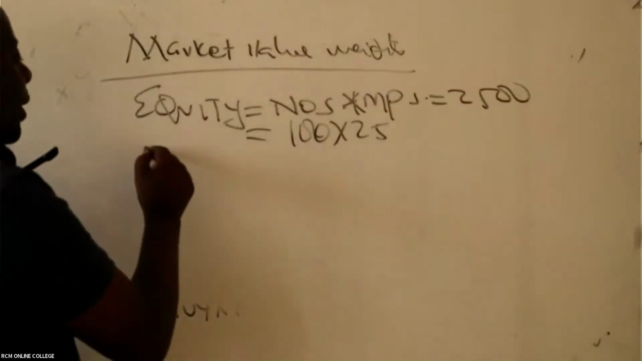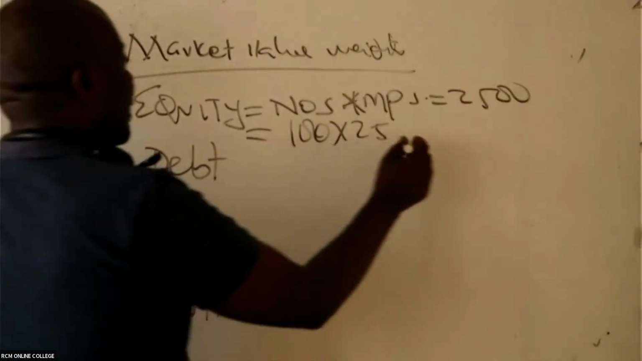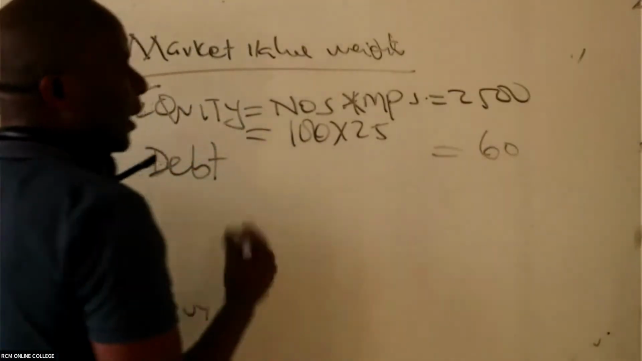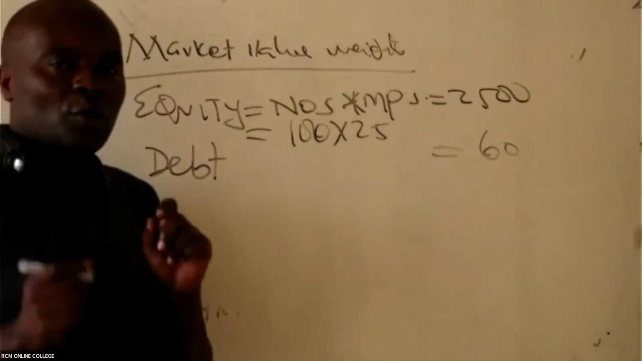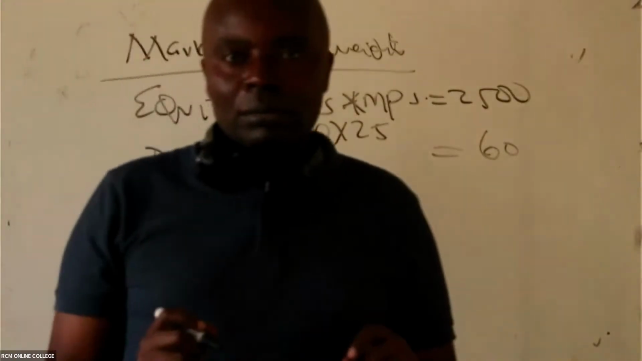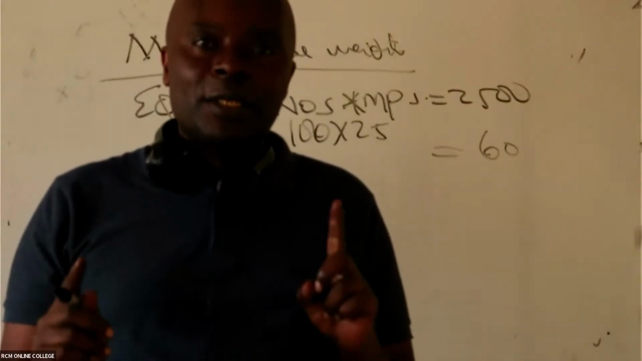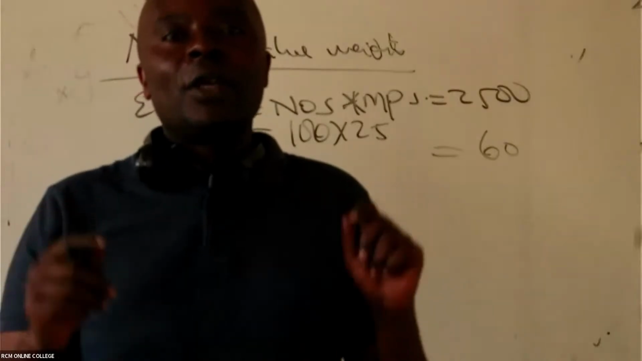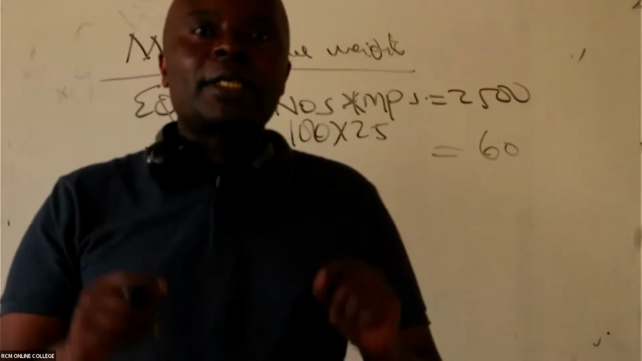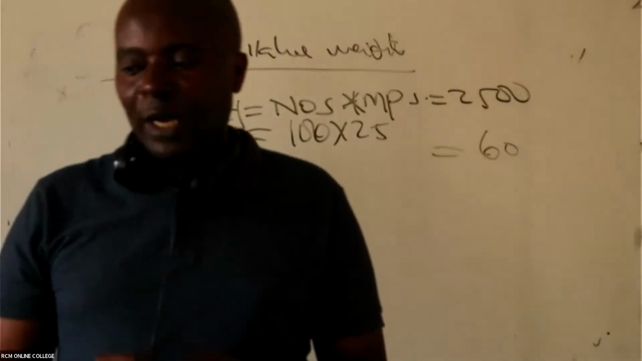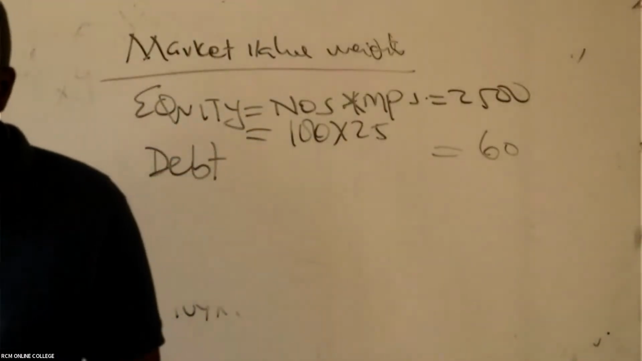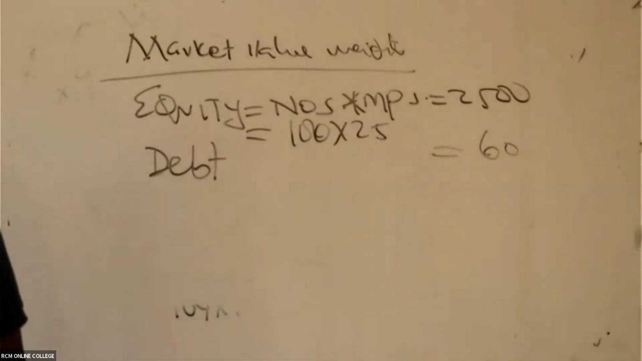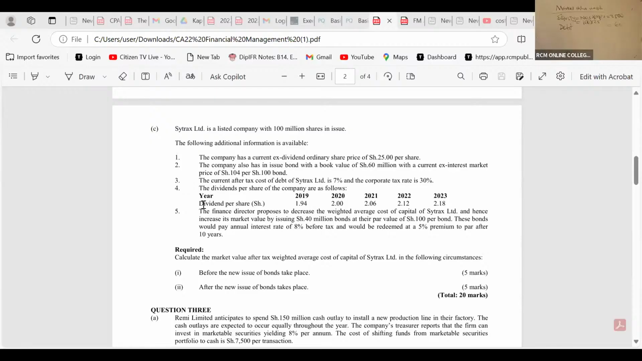But now when I come to the debt, I can see they have told me that debt is 60. But 60 is just what we have in the book, and these financial management experts want the market value. So now we change this 60 to the market value. Please come here, you can see the adjustment.